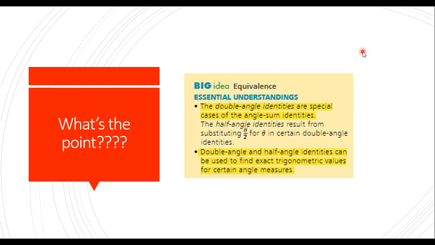So what's the point? What's the big deal? What's going on here? The big idea essentially is that we're talking about equivalence. We've been talking about equivalence forever, it feels like. But that's what makes trig identities and trig subs difficult, because there are so many different equivalency ideas going on. But the essential understanding is that these double angle identities are special cases of the angle sum.